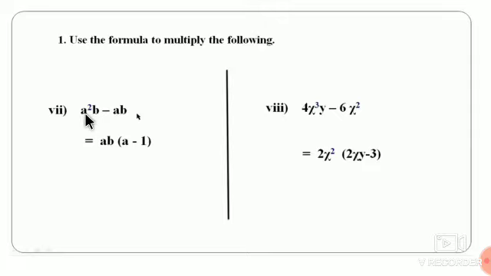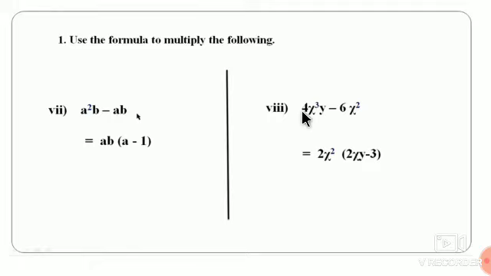So when we take out ab from this, a will remain, b is here, minus ab we have taken out. So what will remain there? The variables of this ab, a and b are the variables. The coefficient of this ab is 1, so 1 will remain here. Understood it?